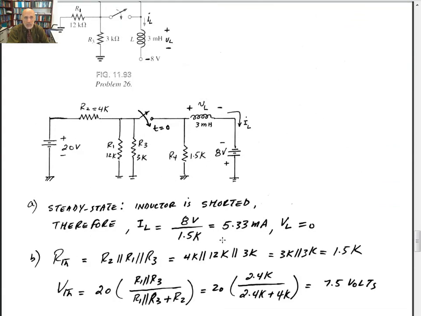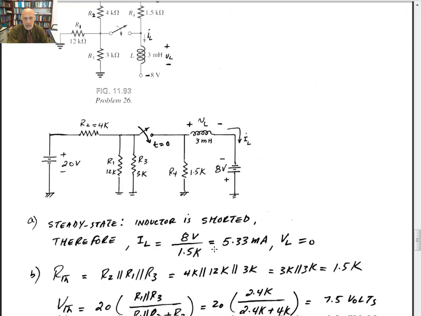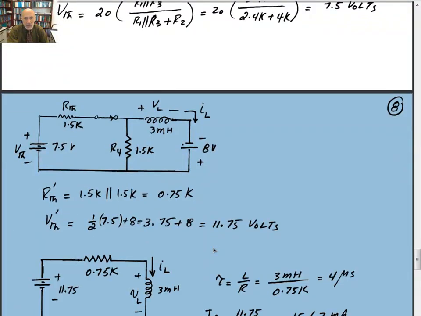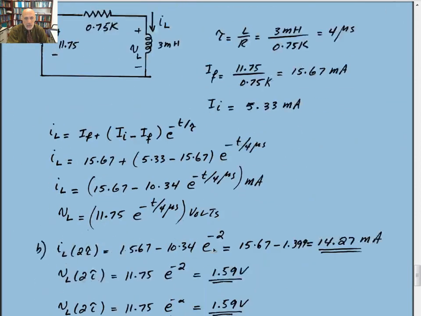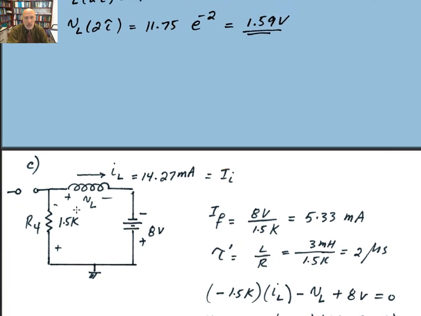Part C of the problem. It says write the mathematical expression for the current I of L and the voltage if the switch is open at the instant defined by part B. So after 2 time constants, you're going to open the switch and then want to calculate the voltage and the current. So if the switch is open, we already have initial current and initial voltage. I sub L at that moment, at 2 time constants, is 14.27 milliamps in that direction.